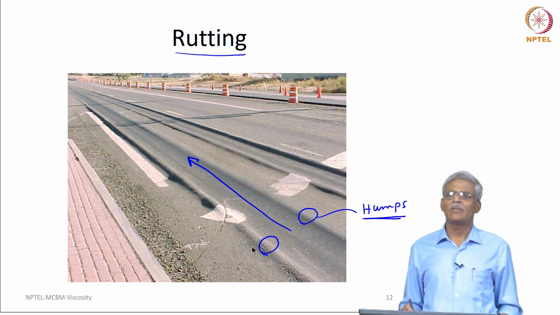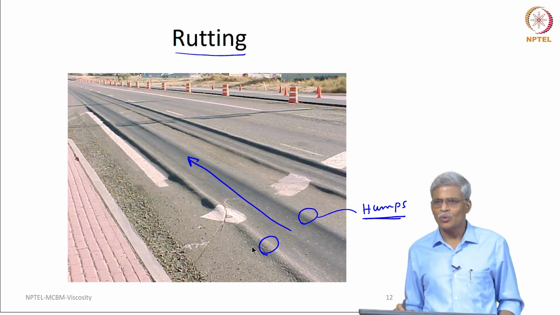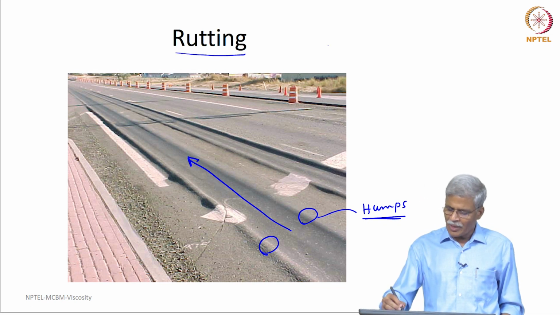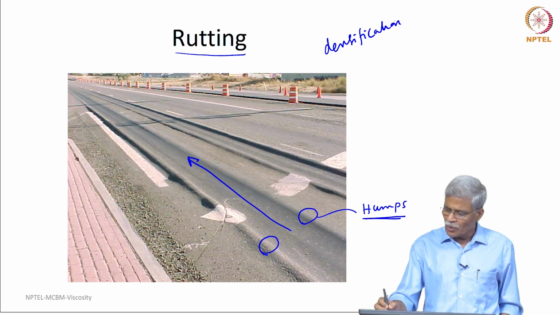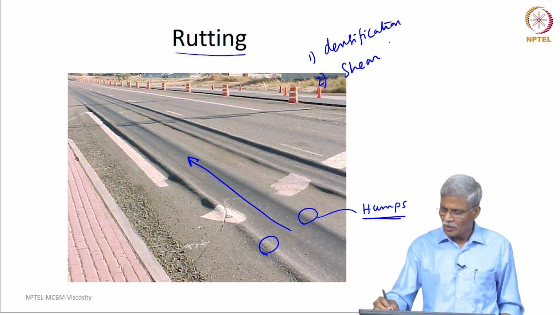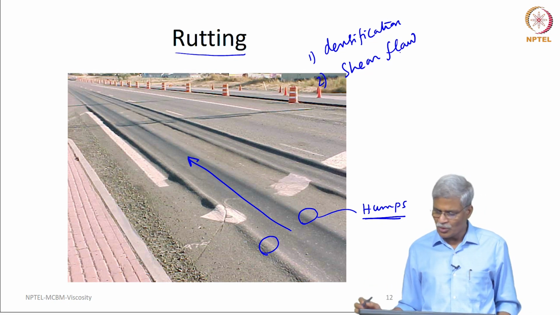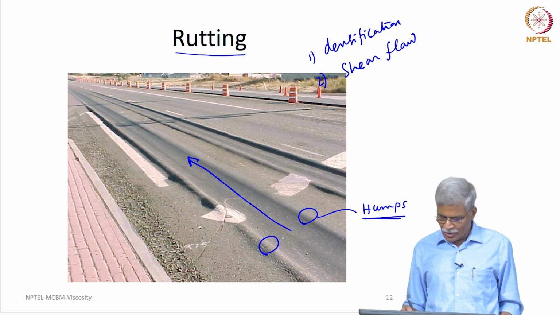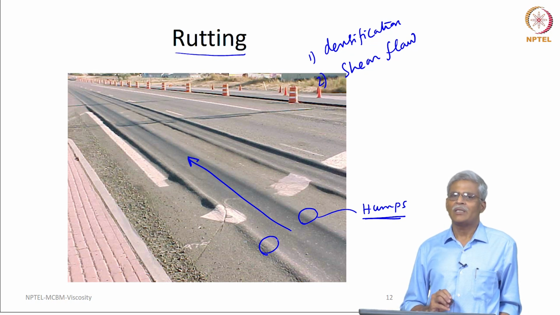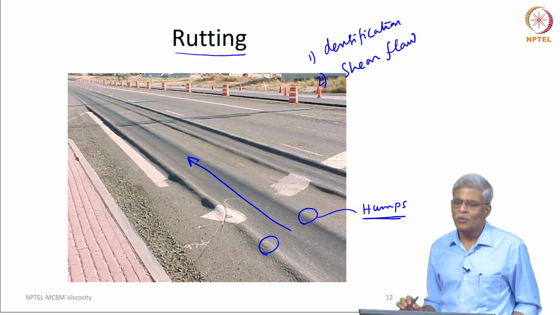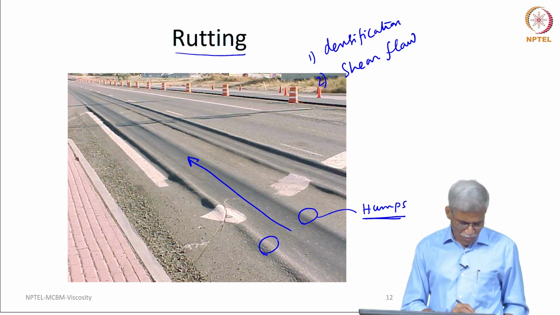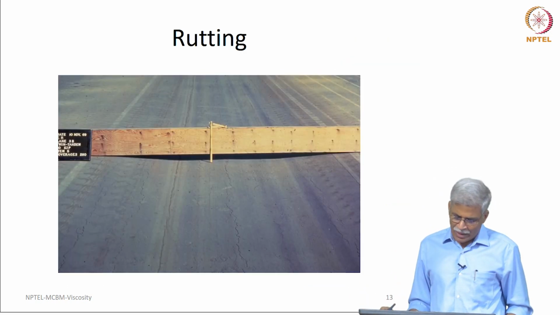Typically, when you use a very soft binder or when the daytime temperature is exceedingly high, in addition to vehicles that are moving at a very slow speed, there is going to be some kind of densification, and the second aspect is what is called shear flow. Because of these two phenomena, you are going to see such behavior. This is probably one of the well known failures for most of the pavements in India.